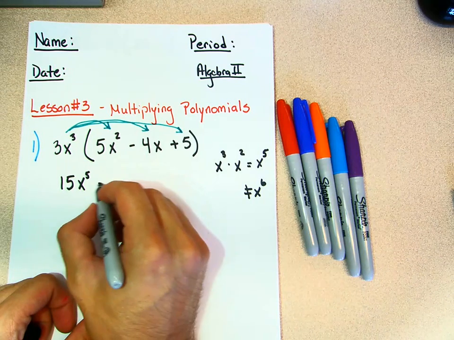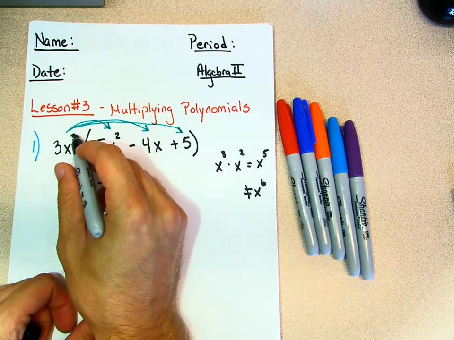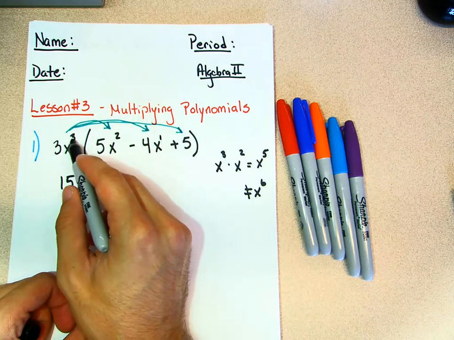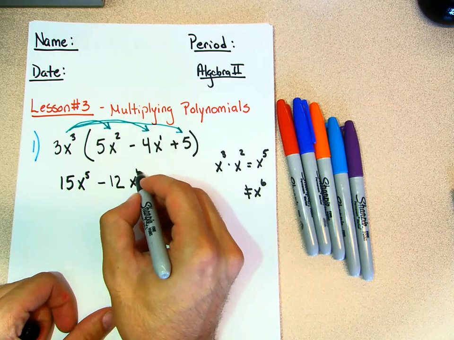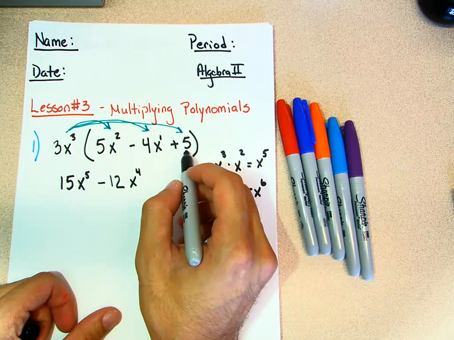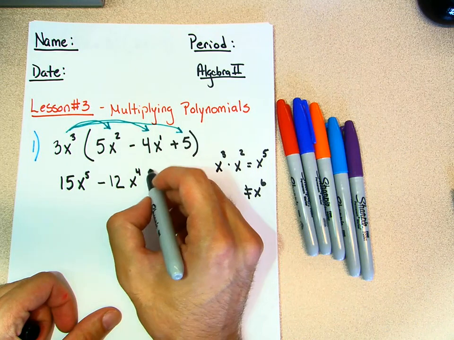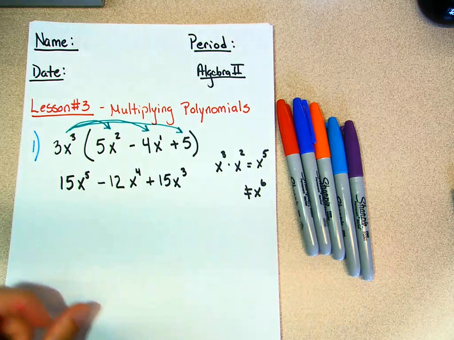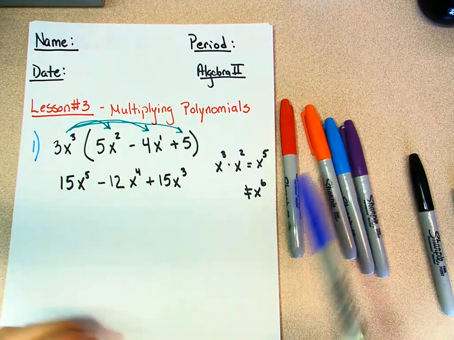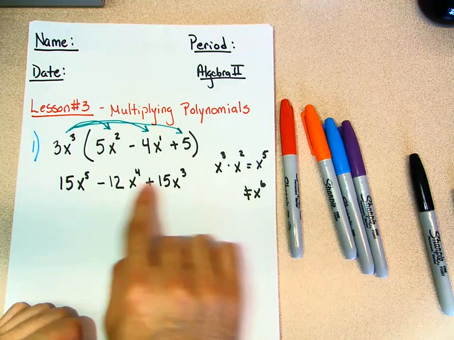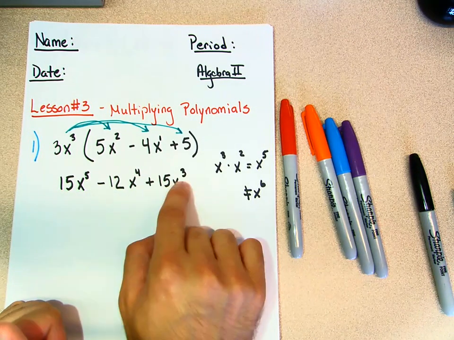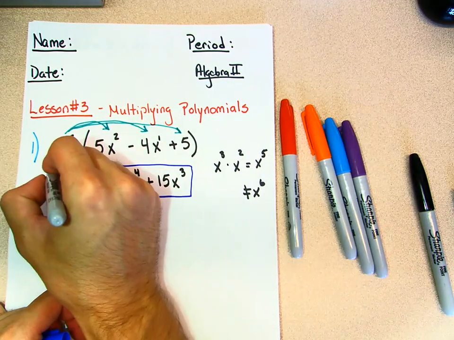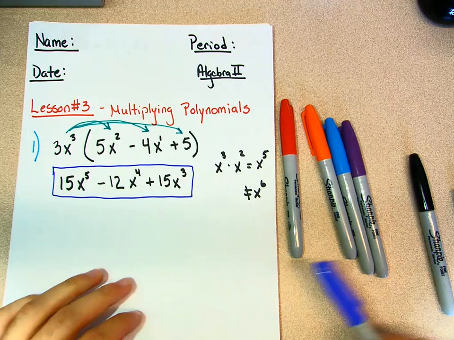Okay, now here, 3 times negative 4 is negative 12, x to the 3, and remember, there's a 1 here, right? So this is 3 plus the 1, x to the 4. And 3x cubed times 5 is 15x to the 3. Okay? And is this in standard form? Yes, because the exponents are in descending order. So that's the solution for the first one.